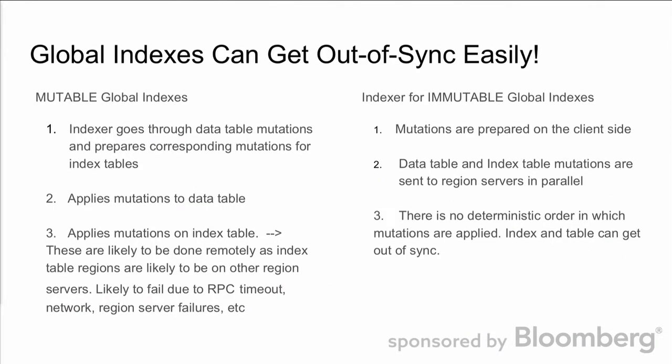As you might expect, it is very easy for the Phoenix global index to get out of sync with the data table. If you look at the mutable approach, you can see that first the data table is updated, but then while updating the index table, something might happen like an RPC timeout, a network issue, or the server might fail altogether, and the index gets out of sync with the data table. And for the immutable one, since the updates are happening in parallel, in arbitrary order, even the data table update might fail, but you have an updated index, so it is out of sync.